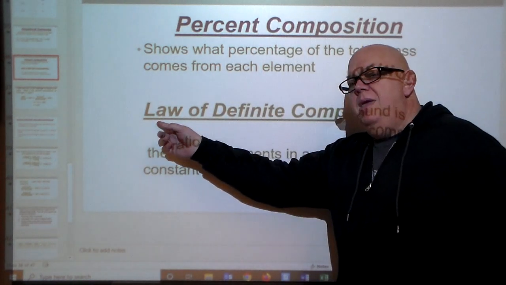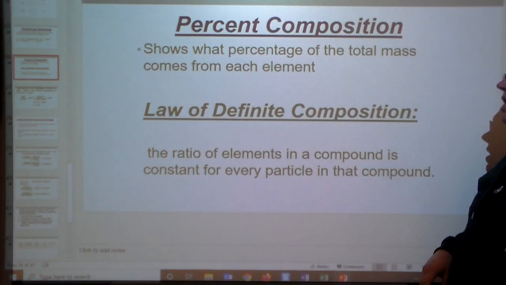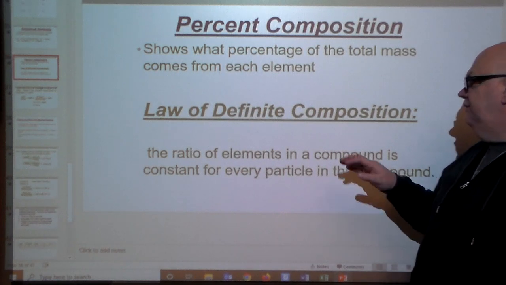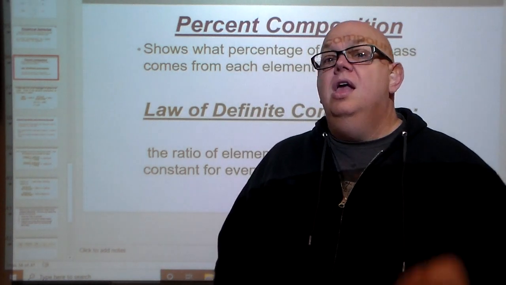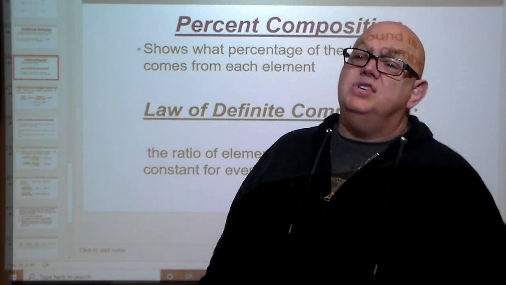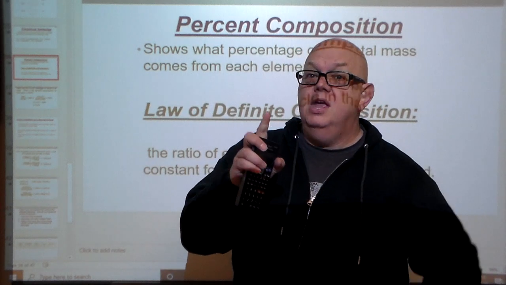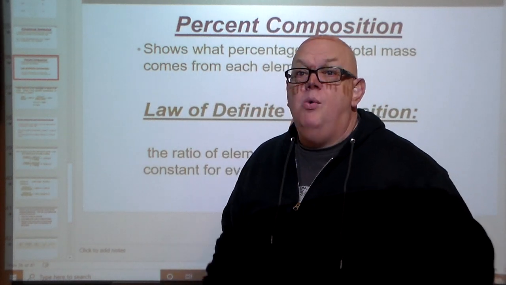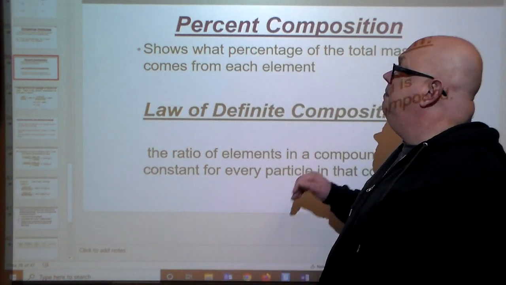We may go back, way back in first semester, the law of definite composition. The ratio of elements in a compound is constant for every particle in that compound. In other words, in water, the ratio is always 2 hydrogens to every 1 oxygen. In sodium chloride, 1 sodium, 1 chloride. It's always been that way. It's always going to be like that. That's the law of definite composition.